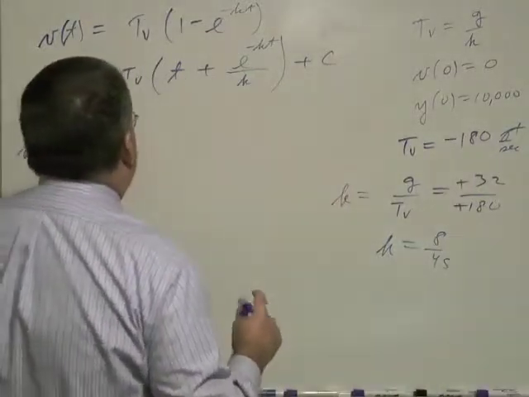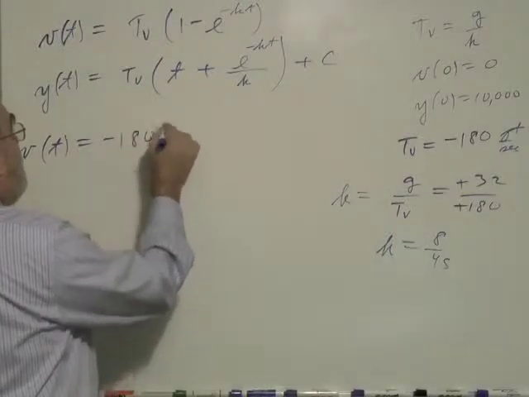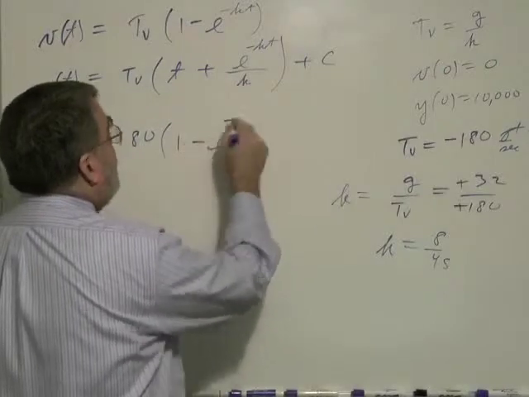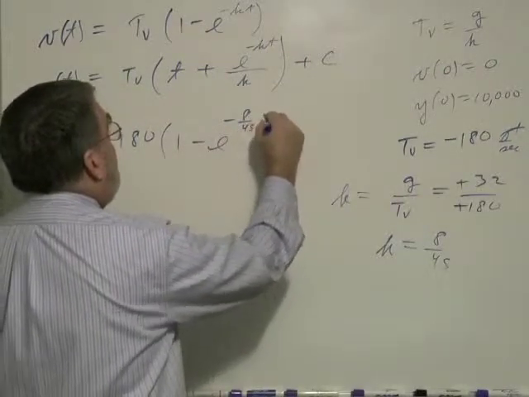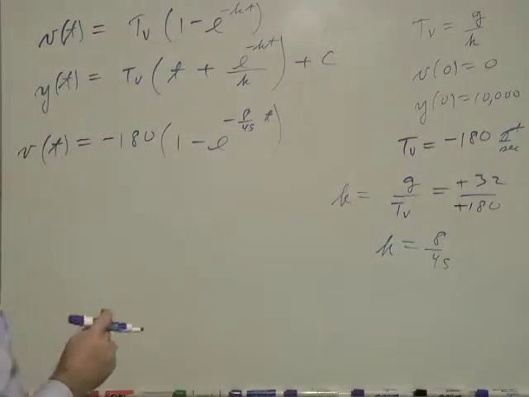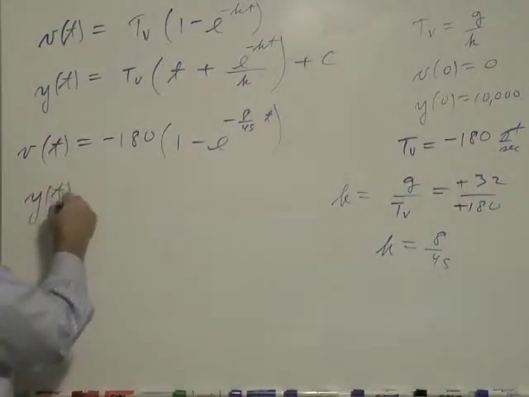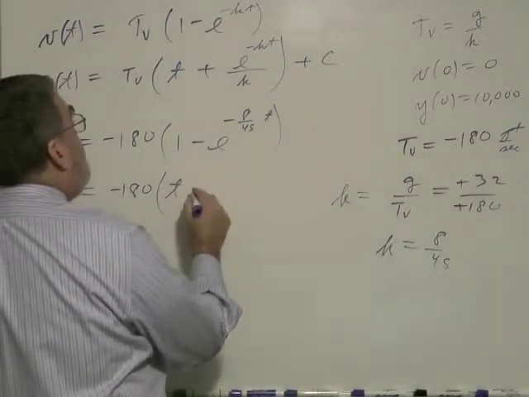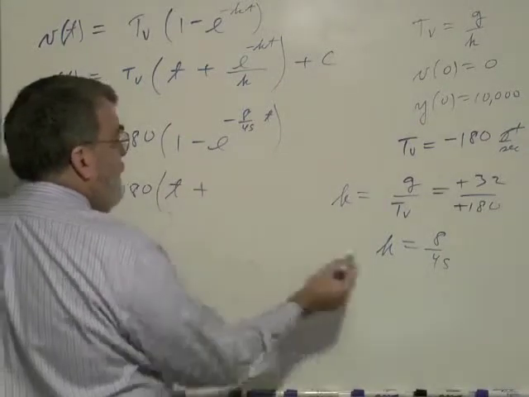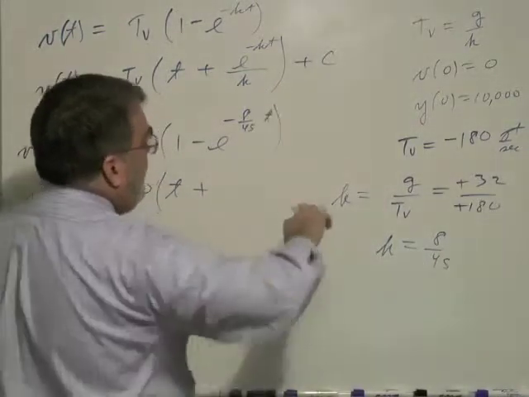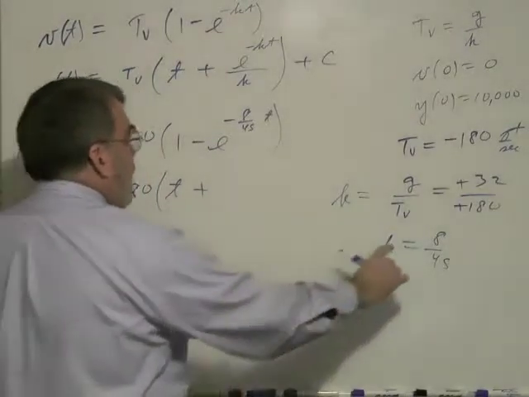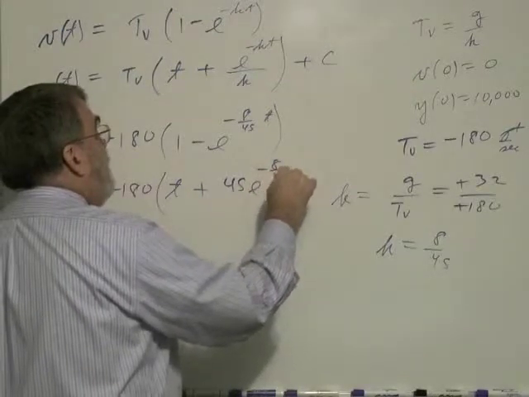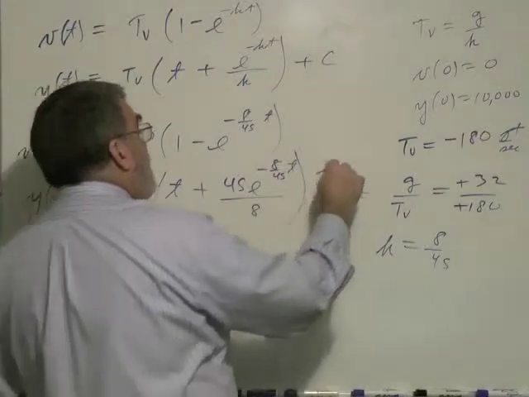Velocity is, replacing terminal velocity, minus 180, parentheses 1 minus e to the negative 8/45 t. And then altitude is minus 180, parentheses t, plus, when we divide by 8/45 here, divide by k, it's the same as inverting and multiplying, so it's going to be 45/8, 45 e to the minus 8/45 t over 8, plus c.